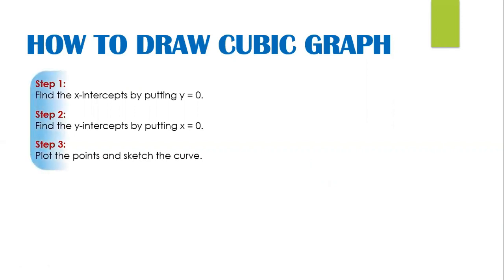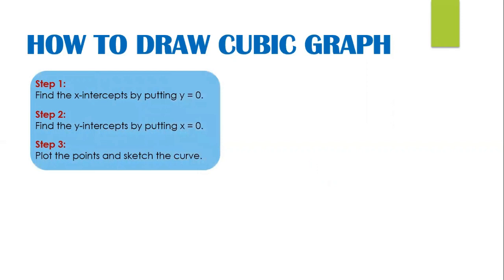Once again, the first method: step one, find the x-intercept by putting y equals 0. Step two, find the y-intercept by putting x equals 0. And step three is plot the points and sketch the curve. We call this the first method.